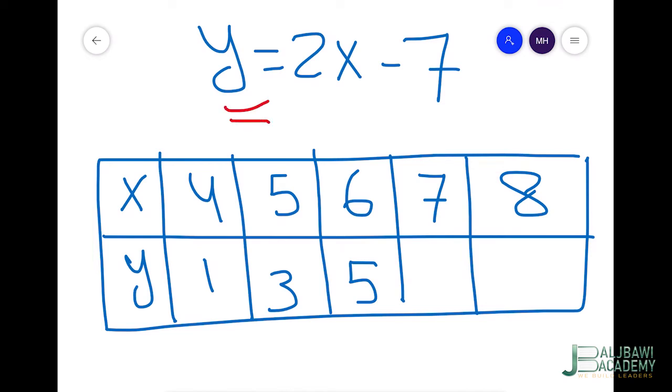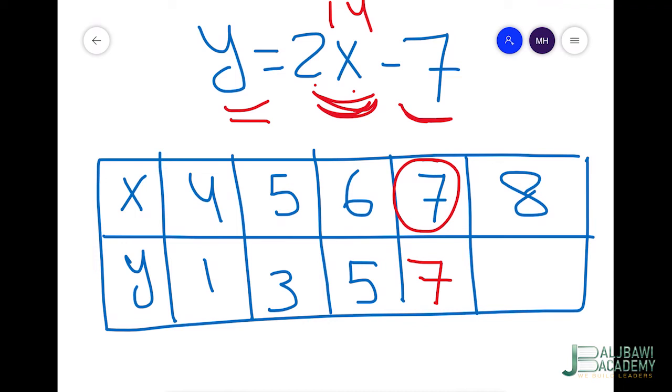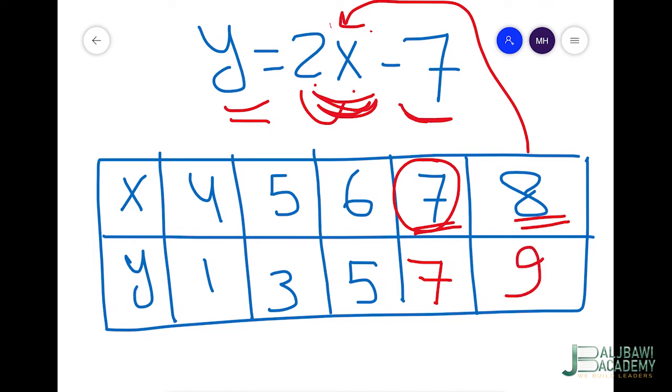Now the value of y equals the value of x multiplied by 2, then subtracted by 7. So here the x is 7, so 2 multiply 7 equals 14. 14 minus 7 equals 7. So I substitute the value of x in the equation itself to get the value of y. Now when the value of x is 8, I go to the equation, I replace x by 8. So 2 multiply 8 equals 16. 16 minus 7 equals 9.